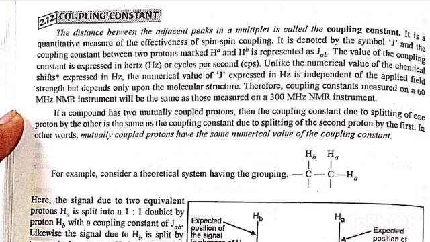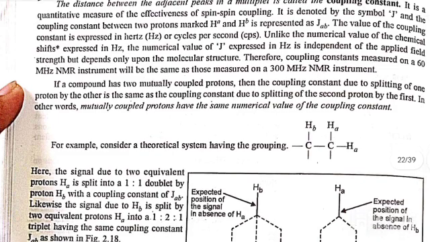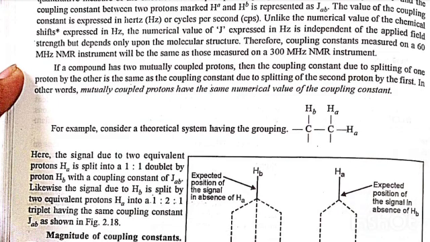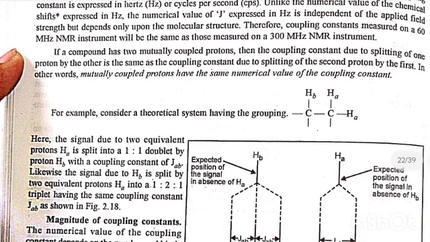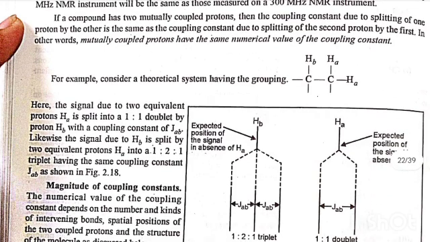Unlike the numerical value of the chemical shifts expressed in hertz, the numerical value of J expressed in hertz is independent of the applied field strength but depends only upon the molecular structure. Therefore, coupling constants measured on a 60 MHz NMR instrument will be the same as those measured on a 300 MHz NMR instrument. If a compound has two mutually coupled protons, then the coupling constant due to splitting of one proton by the other is the same as the coupling constant due to splitting of the second proton by the first. In other words, mutually coupled protons have the same numerical value of the coupling constant.